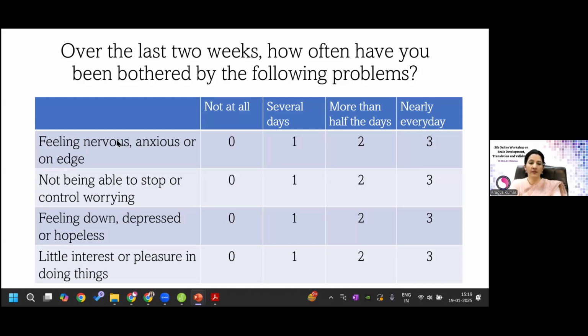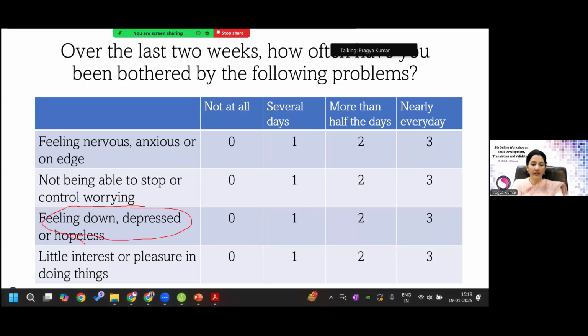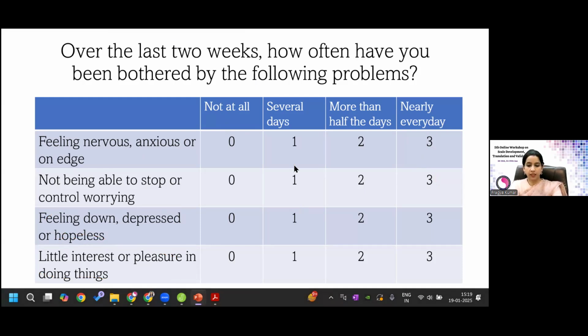The first question is feeling nervous, anxious, or on edge. This is the second question: not being able to stop or control worrying. This is the third question: feeling down, depressed, or hopeless. This is the fourth question: little interest or pleasure in doing things. These are the responses, 0 for not at all and 3 for nearly every day. That means a person who scores high on these questions will be suffering from anxiety and depression.